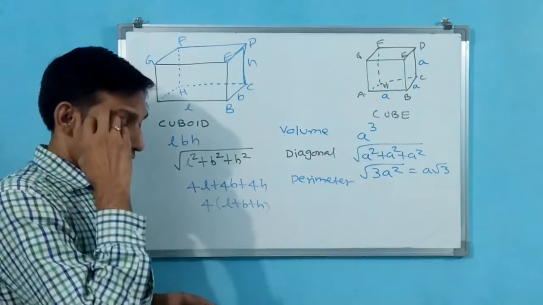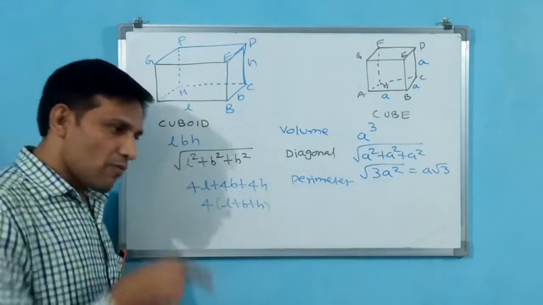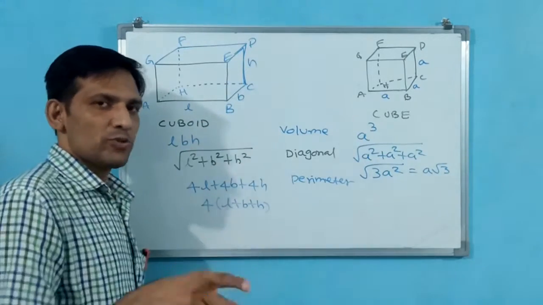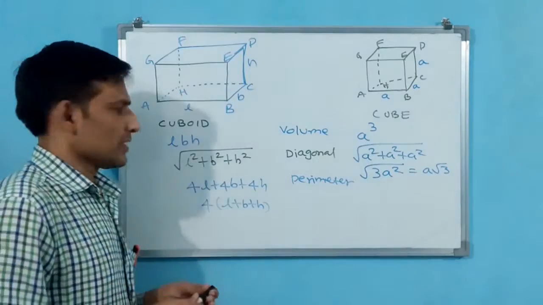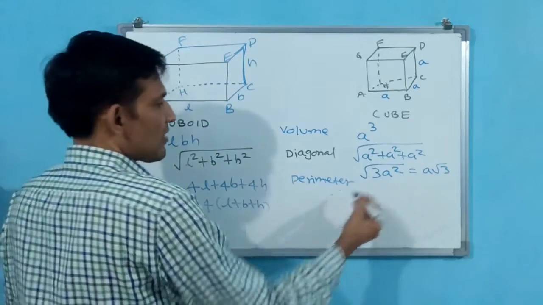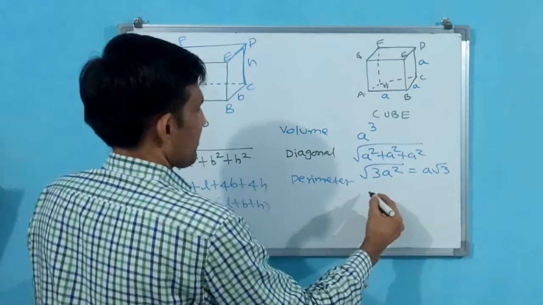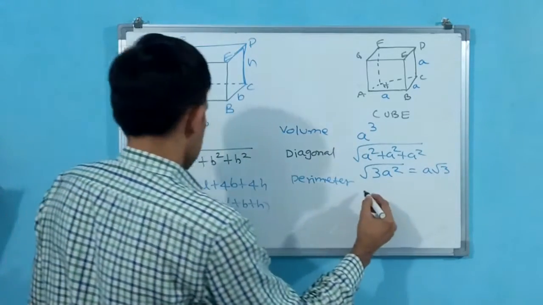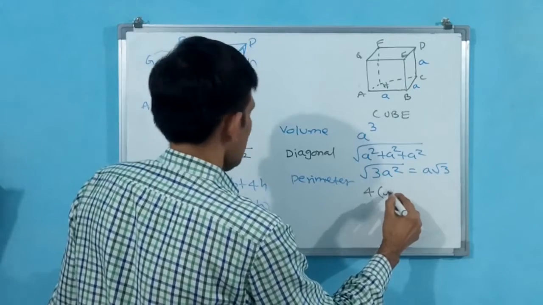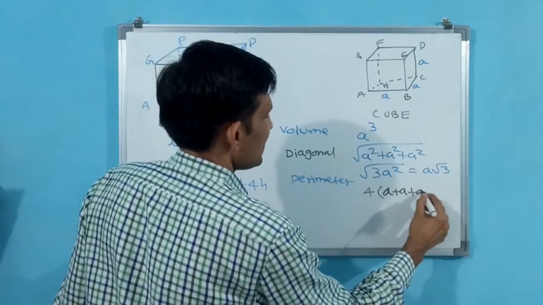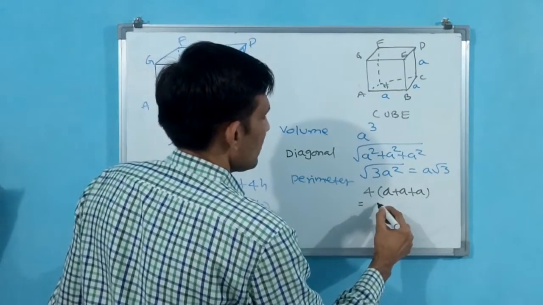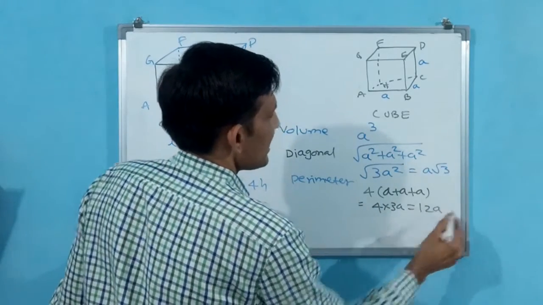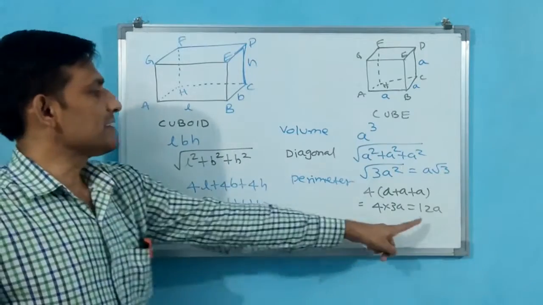Okay. For a square what we have done? 4A. For a rectangle, L plus L is 2L, B plus B is 2B. Here like this. But what about the cube perimeter? A plus A plus A. 4 into A plus A plus A, that is equal to 4 into 3A, that is equal to 12A. Here 12A is the perimeter.